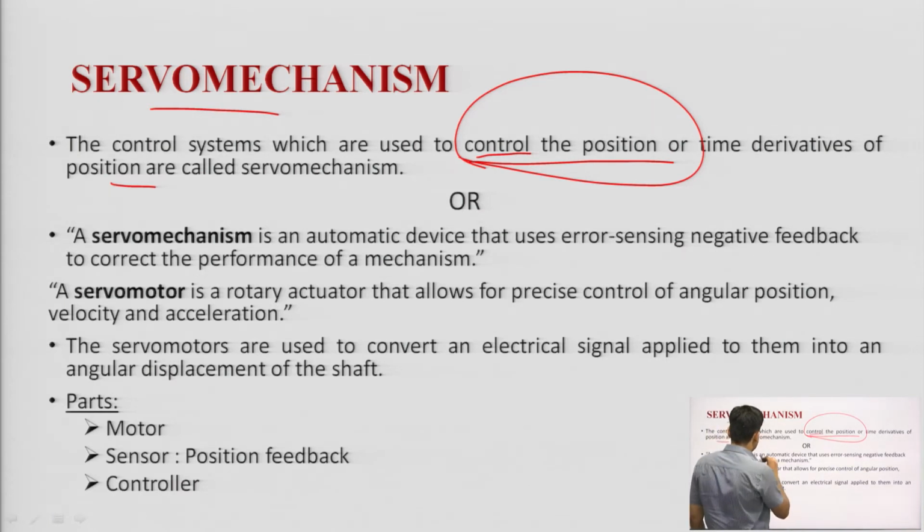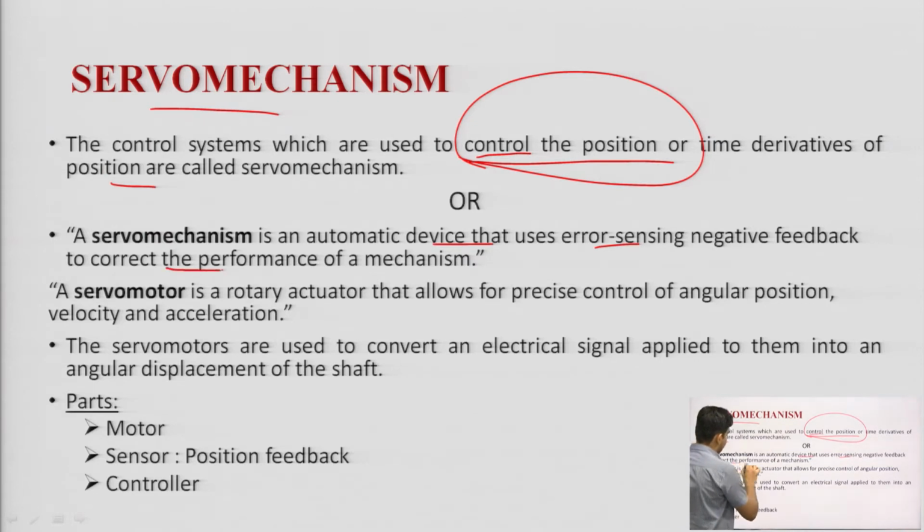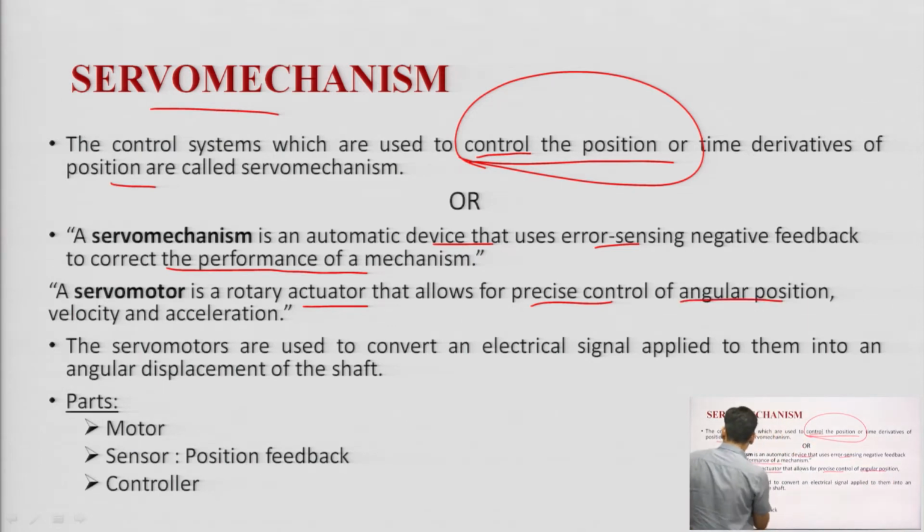The alternate definition: a servo mechanism is an automatic device that uses error sensing negative feedback to correct the performance of a mechanism. Whenever we have to change the position, whether we reach the desired location or desired angle or not is detected with the help of the negative feedback concept. Because we have to use a motor here, this motor is known as a servo motor. It is a rotary actuator that allows precision control of angular position, velocity and acceleration.